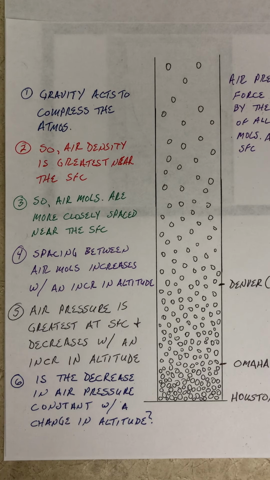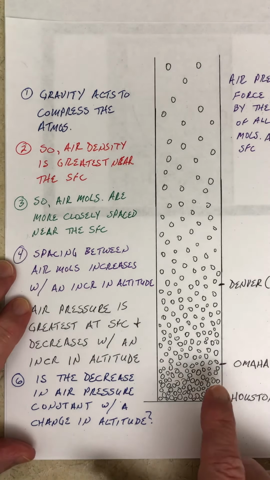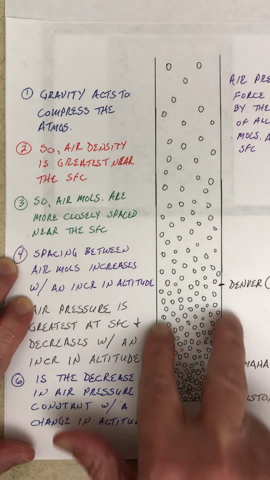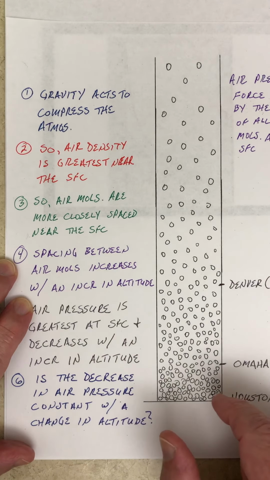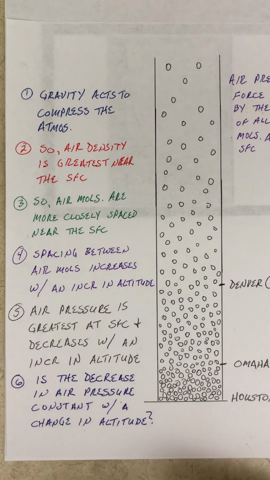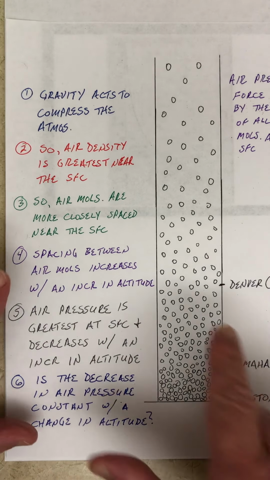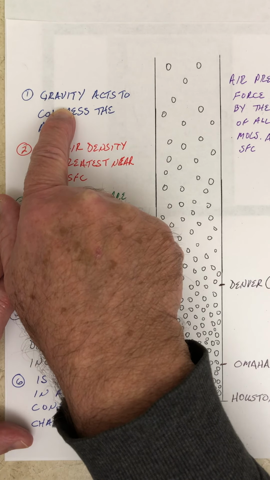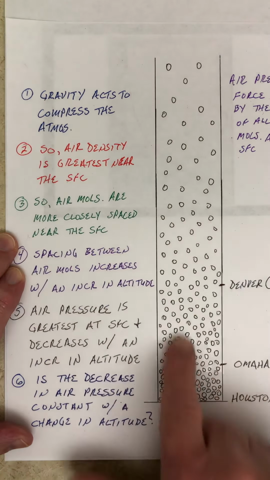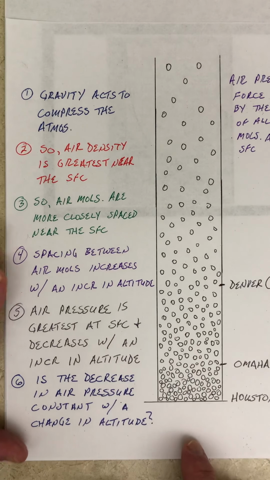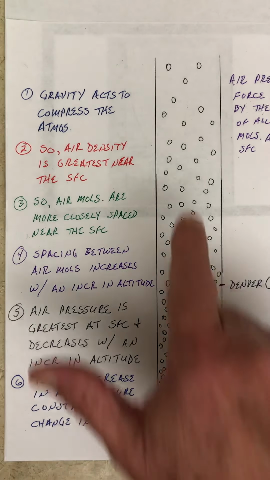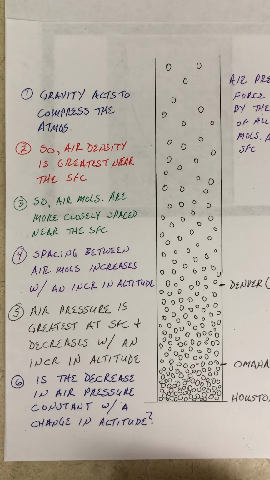Hi class. In the last video we were looking at this figure, my rendition of a column of air and the distribution of air molecules within this column of air. And we noticed the impact of gravity to compress the atmosphere. So most of the air molecules are found closer to the surface and fewer higher up in the atmosphere.